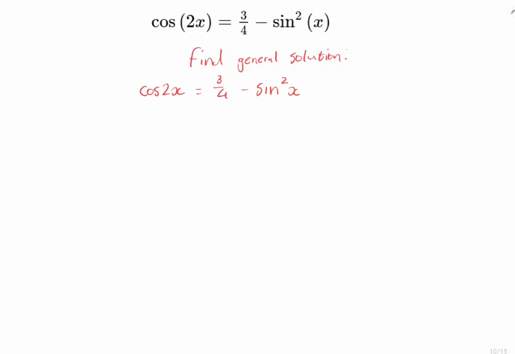For general solution, like I said, we want to make sure that we have a single trig ratio. Here we have both cos and sine. We only want to have either only cos or only sine. So how are we going to manipulate this to only get one trig ratio? Firstly, between cos and sine, what is it that we can change? We can change sine squared x to 1 minus cos squared x, right?